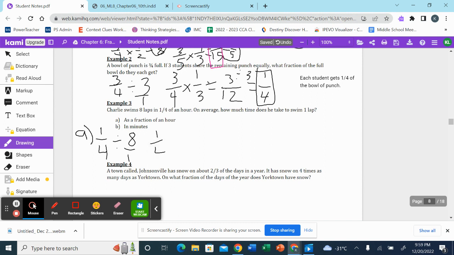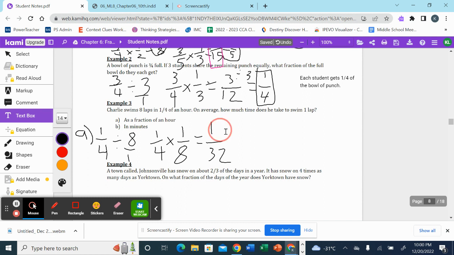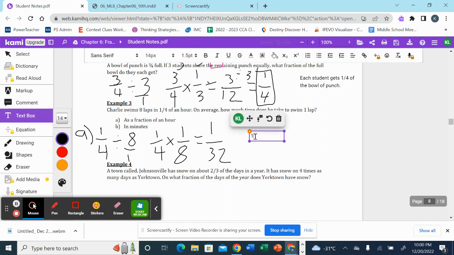Now I keep the first fraction, 1/4, and I multiply and flip 1 over 8. So I flipped the division statement to multiplication. So 1 times 1 is 1. 4 times 8 is 32. In 1 out of 32 of an hour, he can swim 1 lap. And I'm going to write that nicely in a text box. So we have 1 out of 32 of an hour to swim 1 lap.